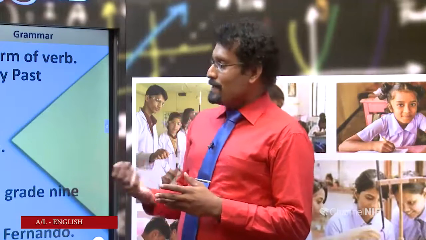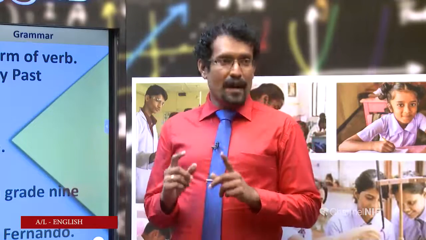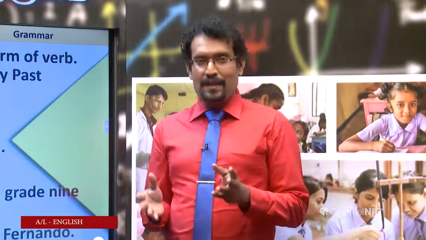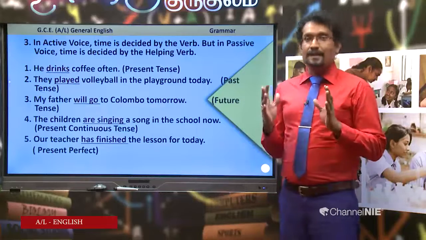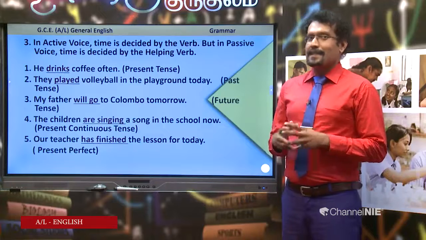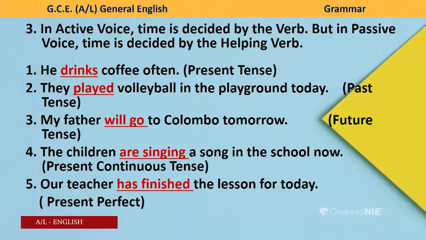So, in passive voice we can use only past participle. Let us look at the third difference. In active voice, time is decided by the verb. But in passive voice, time is decided by the helping verb.